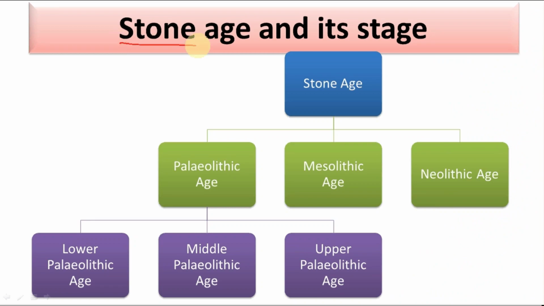Next topic is Stone Age and its stages. Before talking about the stages of Stone Age, first let us try to understand the meaning of the word Stone Age. Stone Age means the time period when mostly stone tools and weapons were used by the early humans. Now let's talk about its stages.